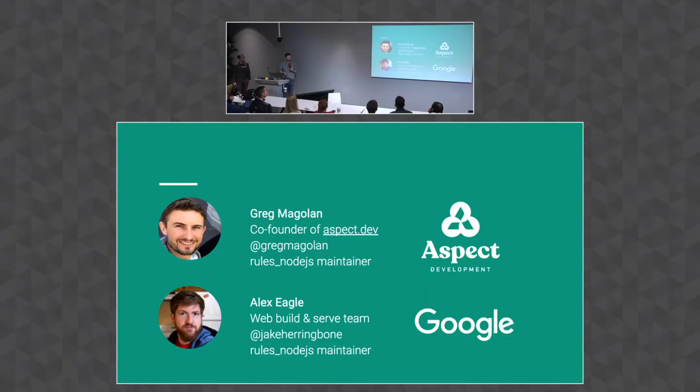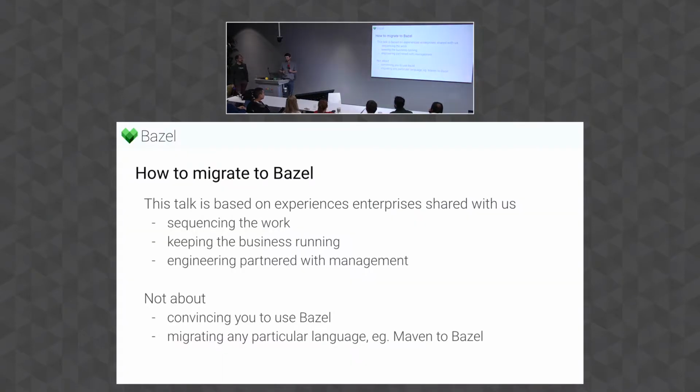My name is Greg Magolan. I am co-founder of Aspect Development, and as far as we know, we're maybe the first Bazel consulting company. We help teams, from small to large enterprises, to migrate and plan their Bazel migrations. And we also worked on open source project migrations like the Angular project.